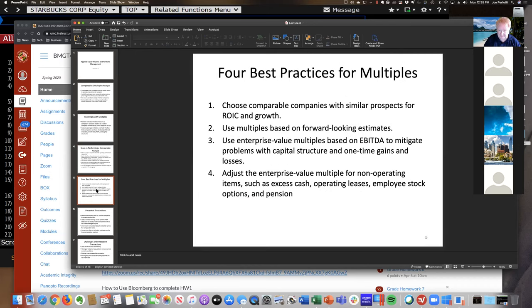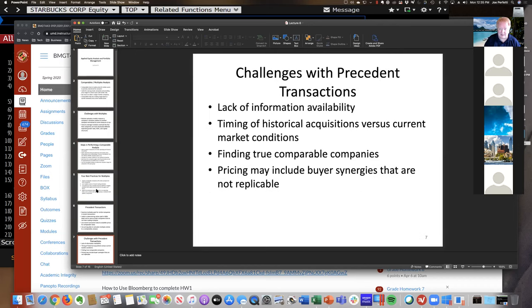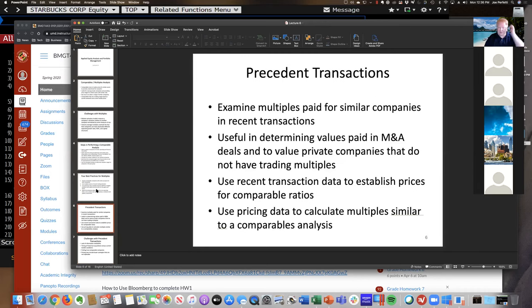In the interest of time, I can also mention that multiples are used for something else called precedent transactions. So it's not just for valuation.